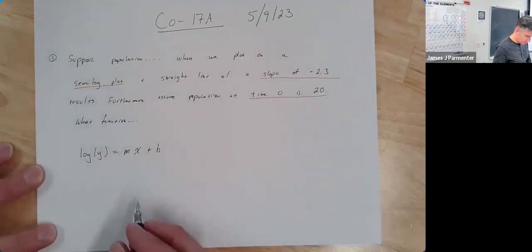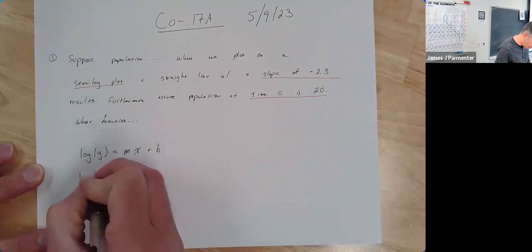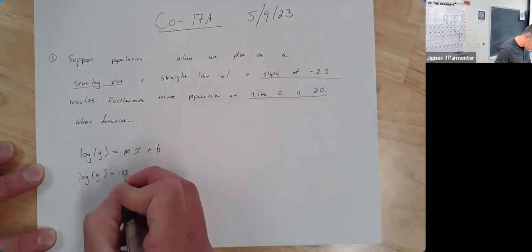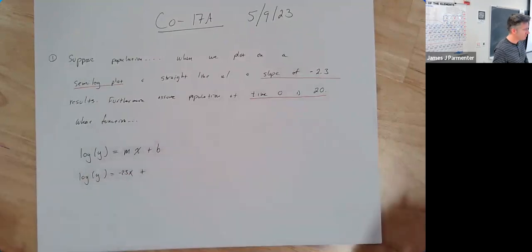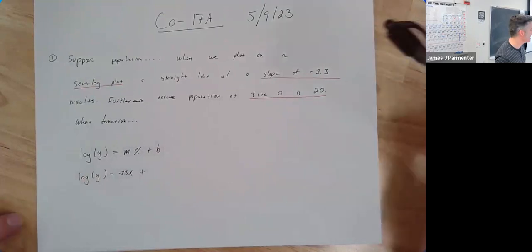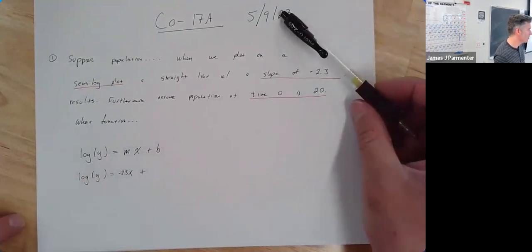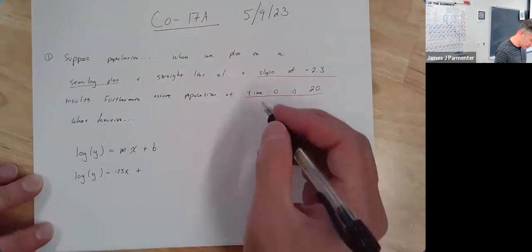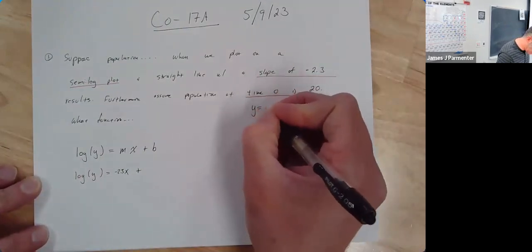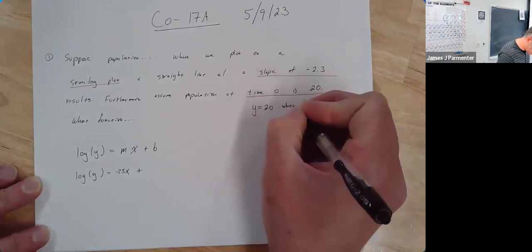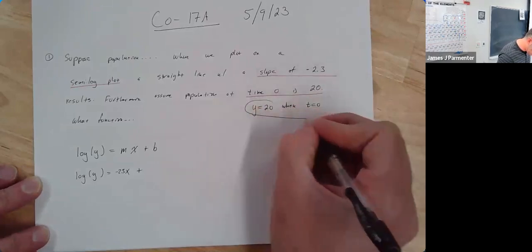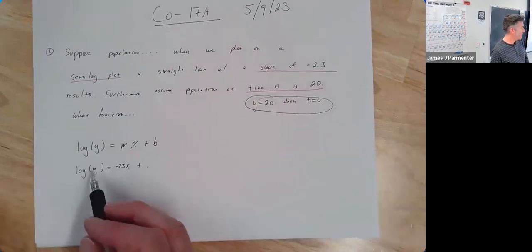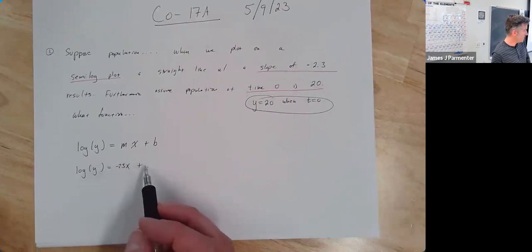So then we're going to actually plug in the values. Log of y equals negative 2.3x plus, not 20. And here's why. When we say that the population at time 0 is 20, it means that the population y equals 20 when time equals 0. But if I write 20 here, it's not true that y is going to be 20 when time is equal to 0.